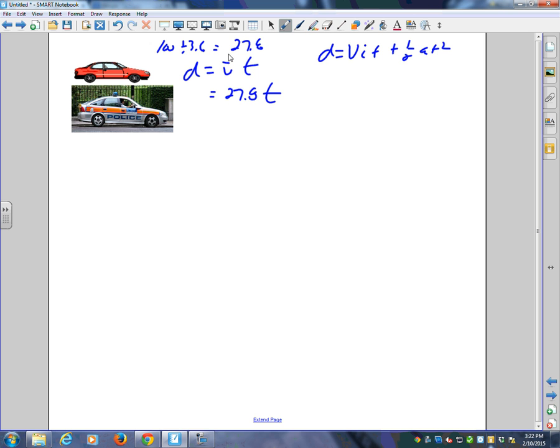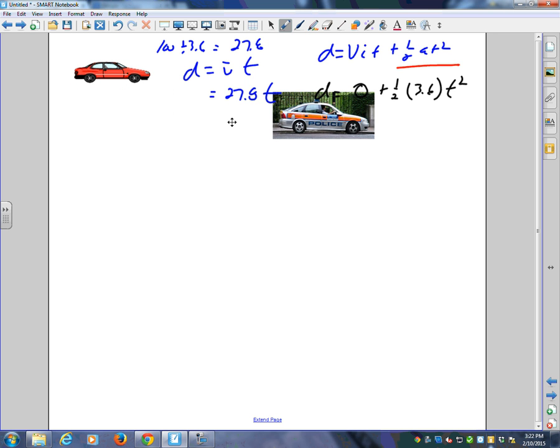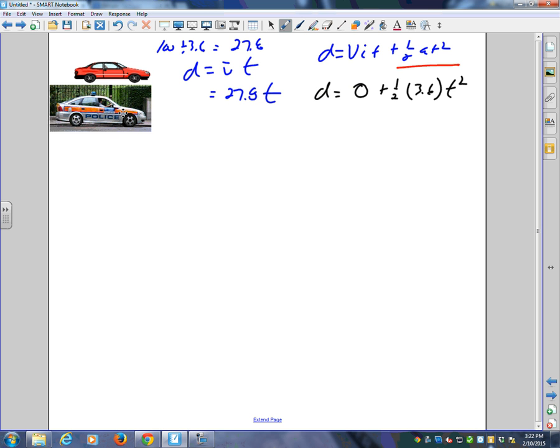Remember me saying how this is the same as this, except that this part here is the acceleration part? Look at V times T, except the police car has an initial velocity of 0. So plus 1/2, his acceleration is 3.6, which is a weird number, T squared. The police car will catch him when those two displacements are equal.